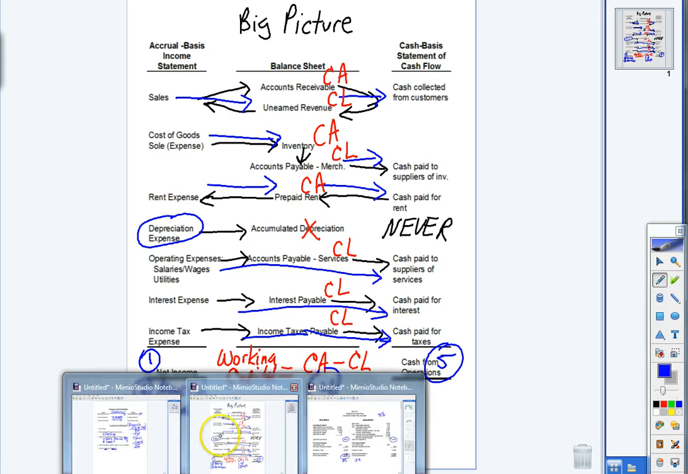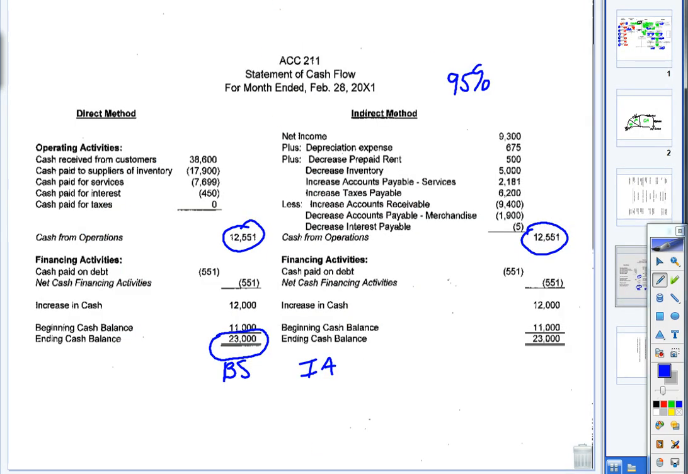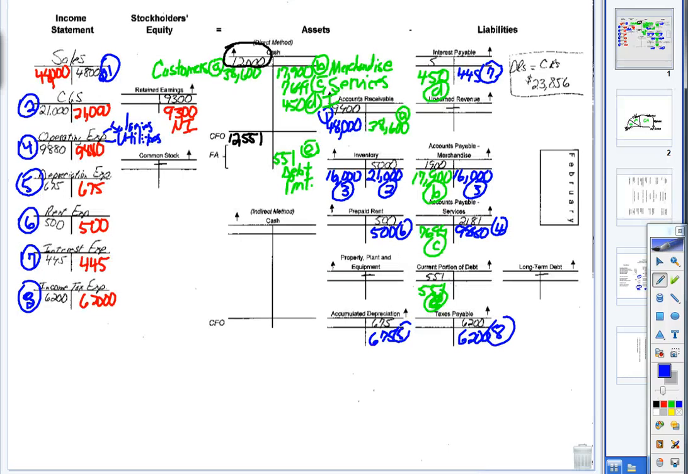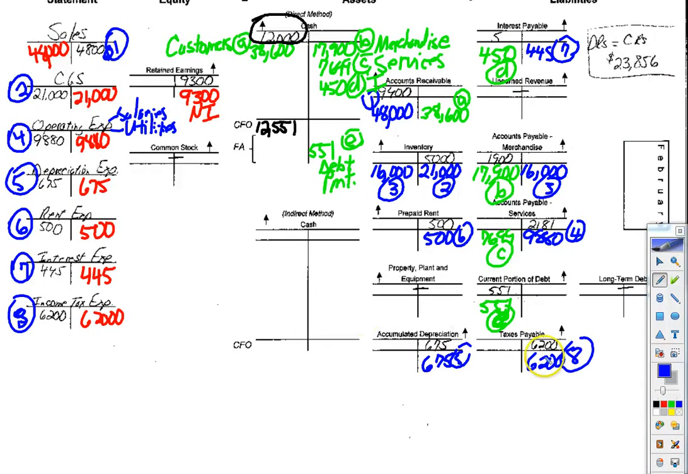All right, let's go back to our spreadsheet over here. And I think I'll just do this in black. Okay, so down here now I've got the indirect method. Let's go through our steps. Step number 1, we start with net income. Well, I'll go to retained earnings to get net income. That's $9,300. And I'm going to put it on the positive side, right? Because it's positive.